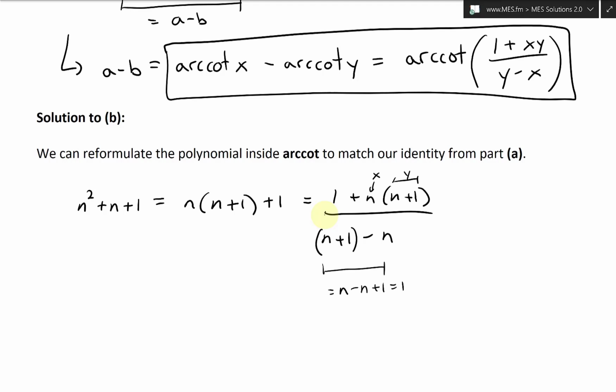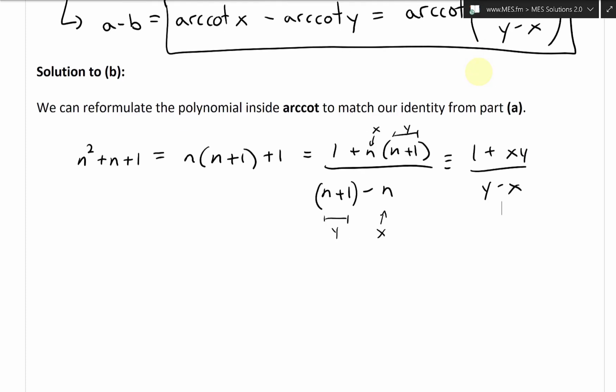So we're not changing anything. This is the same thing, just 1 and then plus n minus n. Those just cancel out. And then what we have here is y, and here is x. So in other words, this is equivalent to our 1 plus xy over y minus x. So that's equivalent to that.